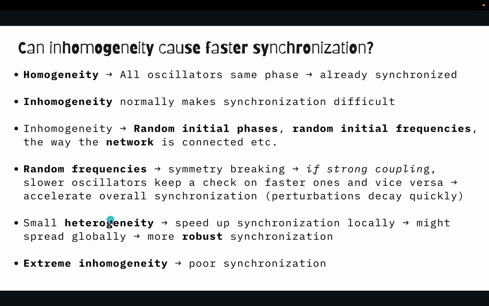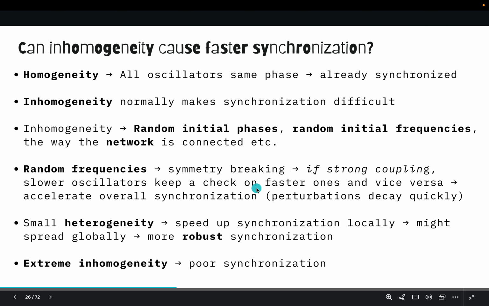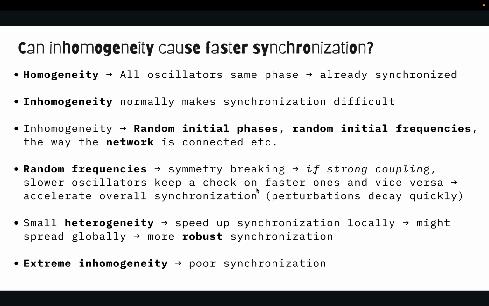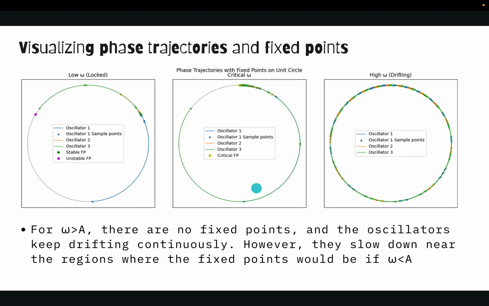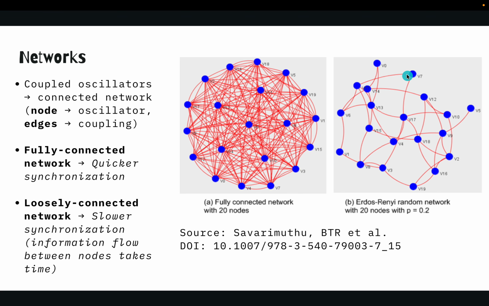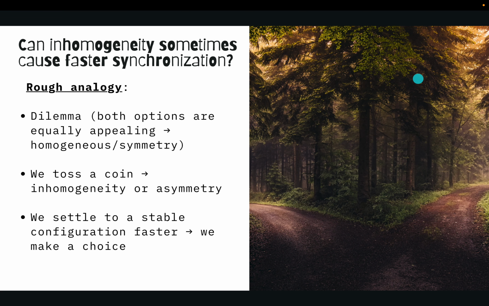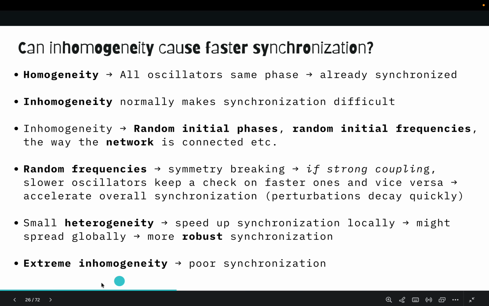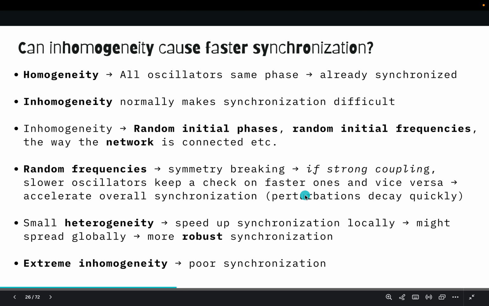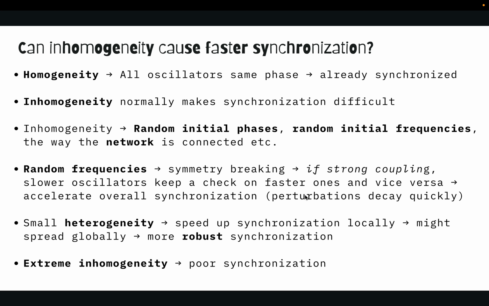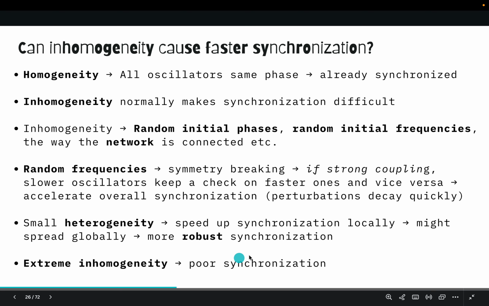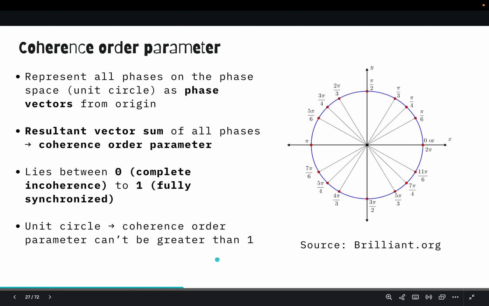Small heterogeneity can also speed up synchronization locally. If the heterogeneity is very small, then locally it can speed up synchronization, and this might spread globally. Like for instance, we saw this example in the random network, how it can spread like this. But of course, if there is extreme inhomogeneity, everybody is different from everybody else, and there is total randomness, total chaos, then that will not speed up synchronization. That will slow it down and lead to poor synchronization.